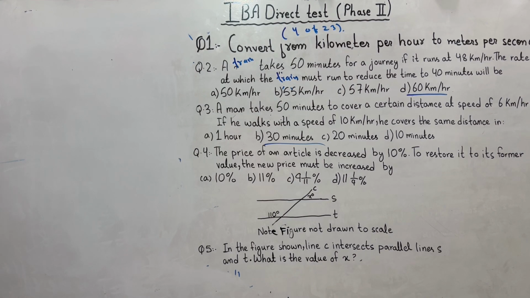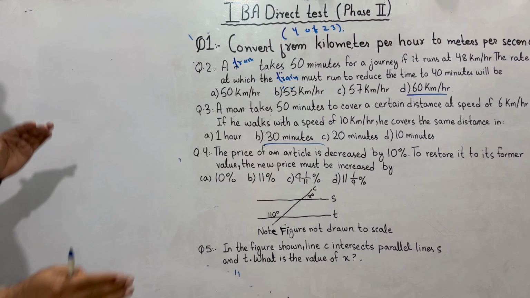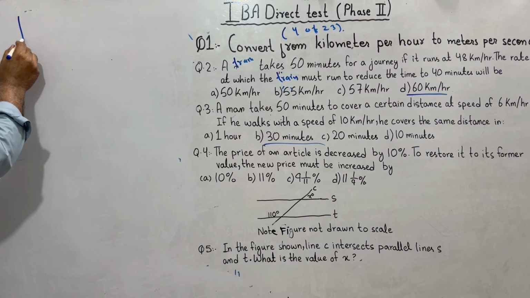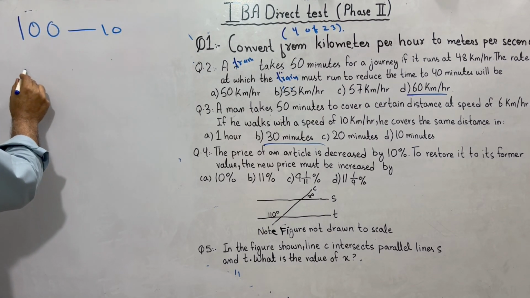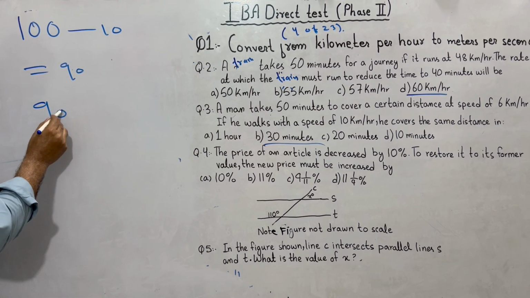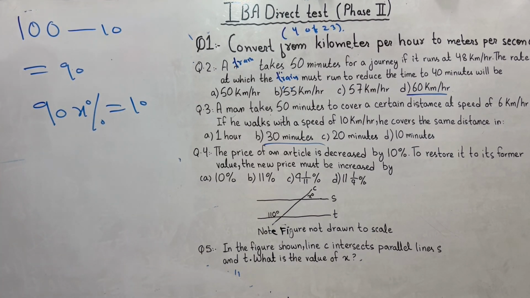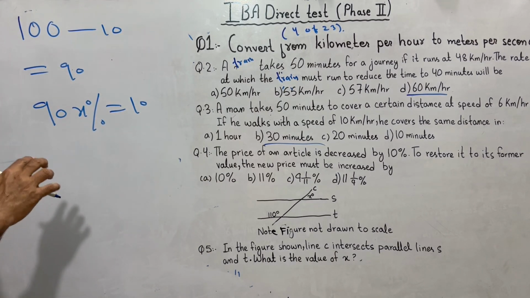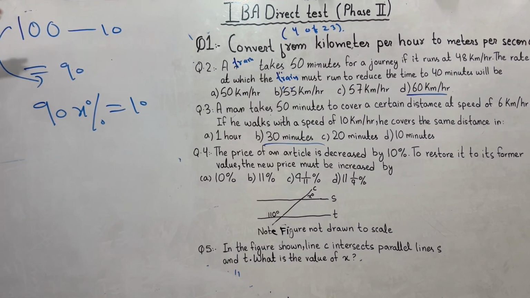Question number 4: the price of an article is decreased by 10%. To restore it to its former actual value, the new price must be increased by what percent? Normally it is 100, and 10 is decreased, so that is 90. Now we are interested in how much percent of 90 is equal to 10, because we have to restore the 10. We have to calculate from 90, where we have been brought down from 100.